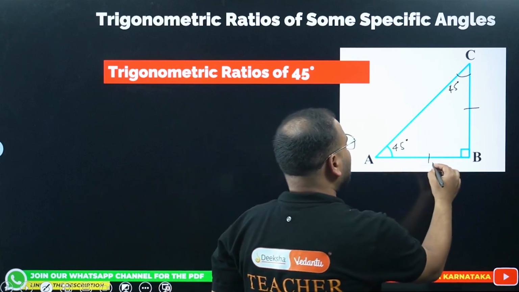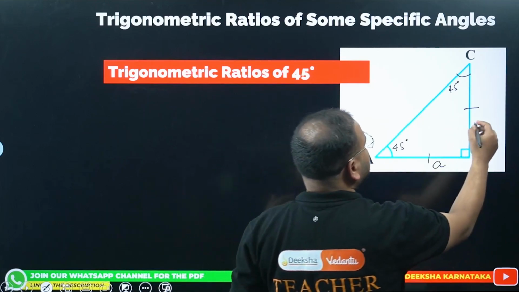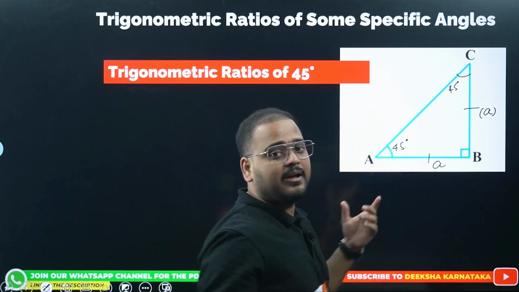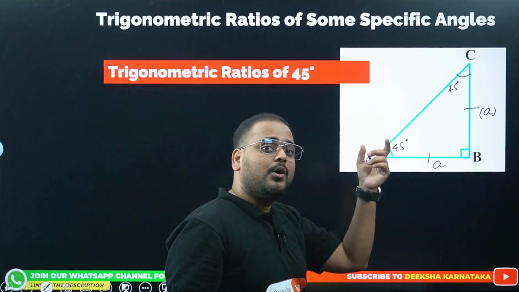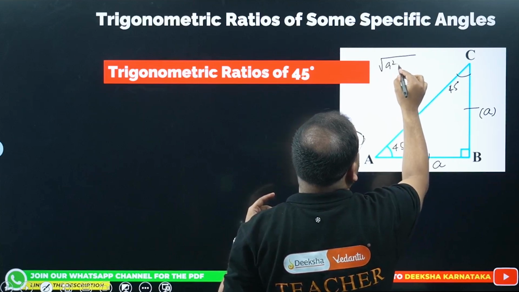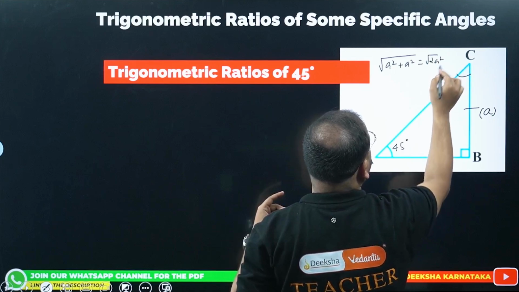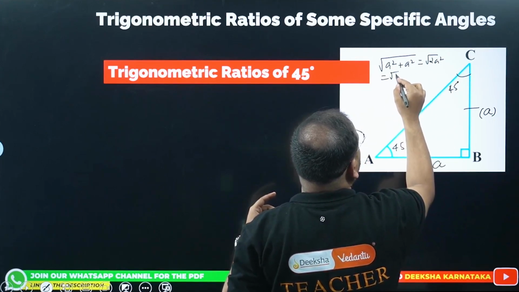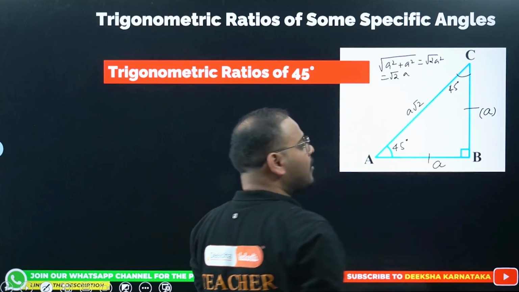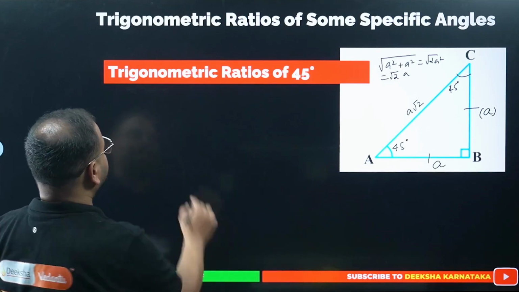Okay, sir. Let's take AB to be a. Any variable I can take for AB. A is the variable. Then BC will also be a only. Then what will the hypotenuse be? We just did it. A square plus a square under the root was coming as 2a square. Don't forget, please. The final answer was root 2a square, that is a root 2. So what is my hypotenuse? A root 2. Find sin A, cos A, tan A.